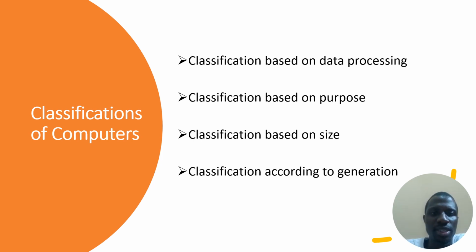Classifications of computers. Basically, we have four classifications of computers. We can classify computers based on the way data is processed. Recall that we have stated the types of data that we have. Also, we can classify computers based on purpose. We can classify them based on size, and we can classify them according to generation or age. Now, when we classify computers according to age, we are specifically looking at the modern era of computers. So we'll start with classification based on the way data is processed.